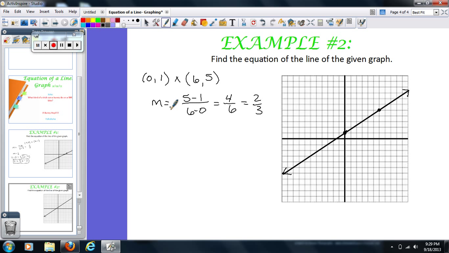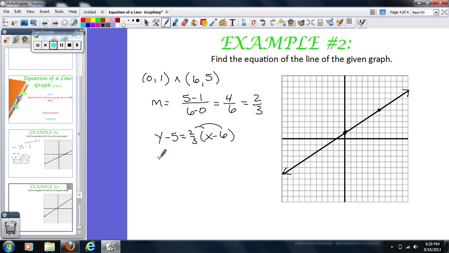So now from here, same thing we did a few minutes ago. I'll go ahead and pick the second point this time. So we got y minus 5 equals 2 over 3 times x minus 6.